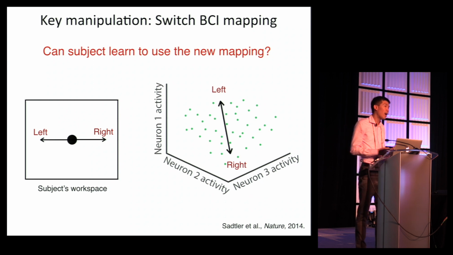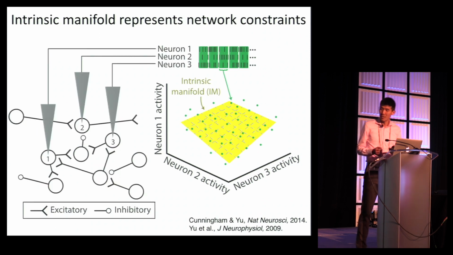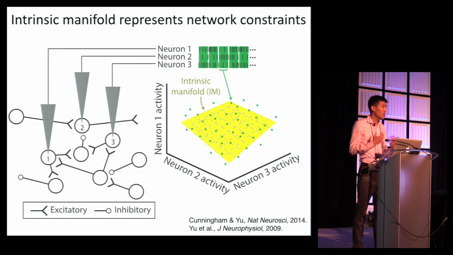Our core hypothesis relies on an empirical observation that we and other groups have observed, which is that neural activity does not uniformly populate this population activity space. Rather, the neural activity tends to lie within some low-dimensional space, which we call the intrinsic manifold here. So this intrinsic manifold presumably reflects constraints imposed by the underlying neural circuitry.